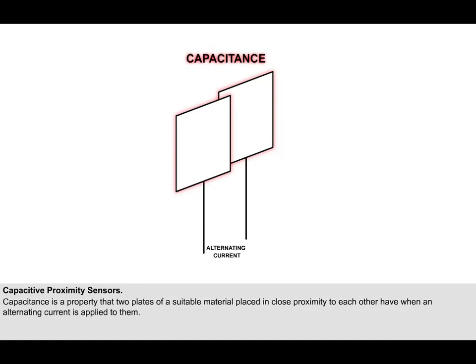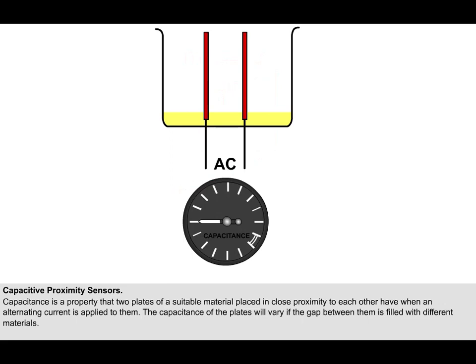Now we will look at the capacitive type of proximity sensor. Capacitance is a property that 2 plates of a suitable material placed in close proximity to each other have when an alternating current is applied to them. Once again, this is fully explained in the AC part of the syllabus. For now, all we need to know is that the capacitance of the plates will vary if the gap between them is filled with different materials, and that this change in capacitance can be measured.